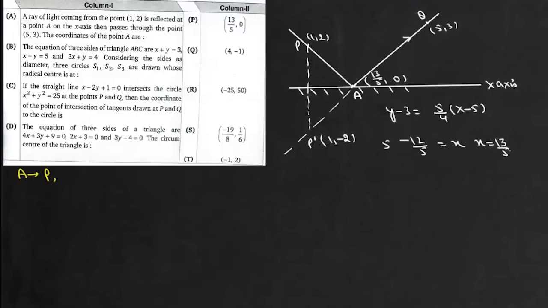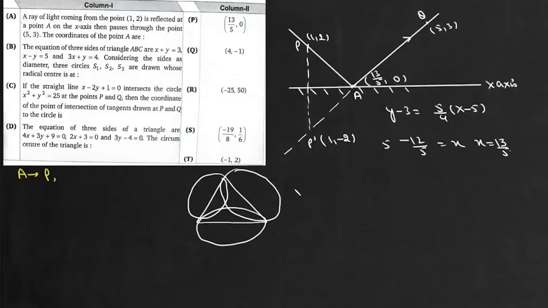Now this second part is, the equation of three sides of a triangle are given. Considering these sides as diameter, three circles S1, S2, and S3 are drawn whose radical center is at. Now if three sides are given and we draw circles with these three sides as diameter, then it is the standard result that their radical center is at their orthocenter. So basically we have to find orthocenter of this triangle.